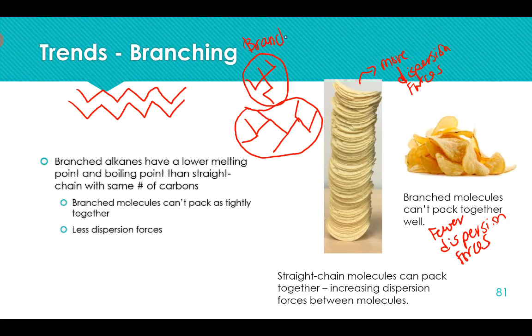I'm going to write branched there, and that's straight. So if we have more dispersion forces in the straight chain, then that means that it's going to have the higher melting point and boiling point.